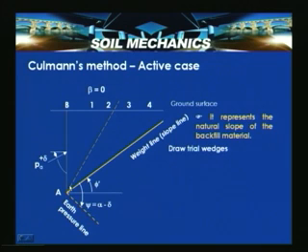Now, draw trial wedges, like this is the first trial wedge. We do not know whether this qualifies as the potential failure wedge or not, so we need to draw a number of trial wedge surfaces. So, this is A1, the first wedge surface, AB1 is the first wedge.